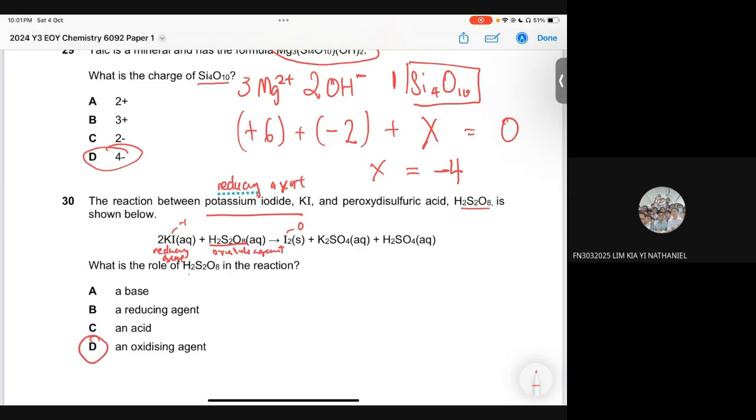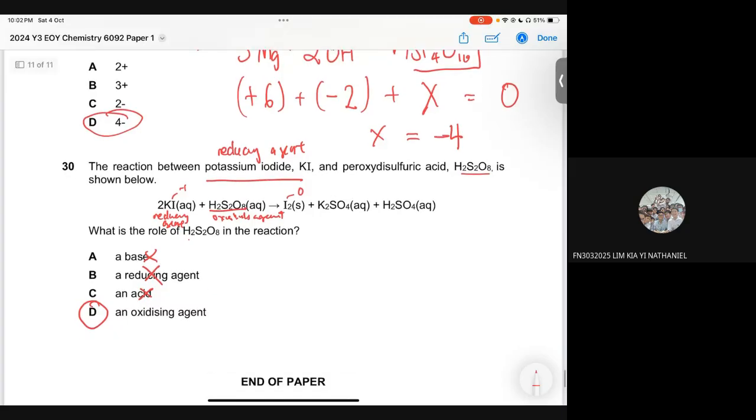Now, why can it not be a base? Why can it not be an acid? Because KI is not an acid or a base. Neither is it a basic oxide or acidic oxide. So therefore A and C are out, and it's not a carbonate, it's also not a metal. You realize that there's no reaction where a base and acid react with it. Next thing, you know that KI is a reducing agent, therefore it won't react with another reducing agent, therefore B is also out. So therefore for question 30, the answer will be D.